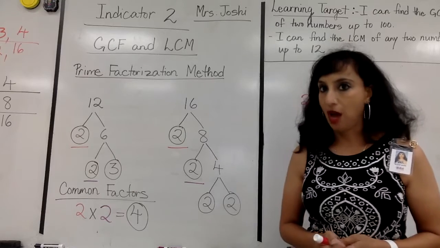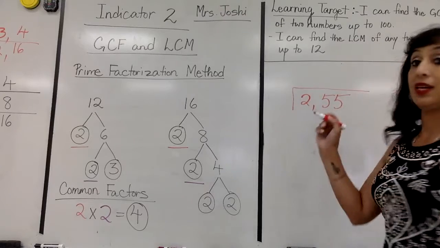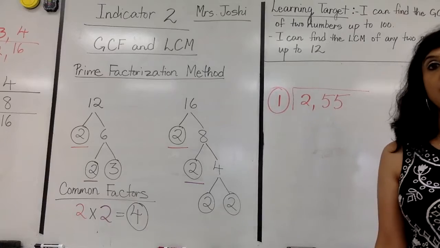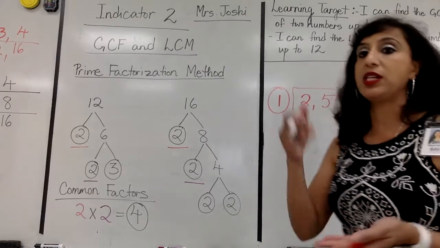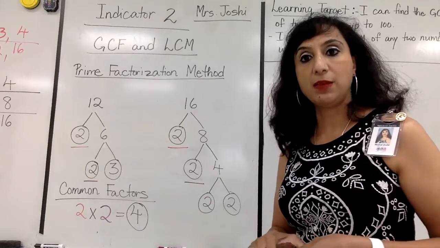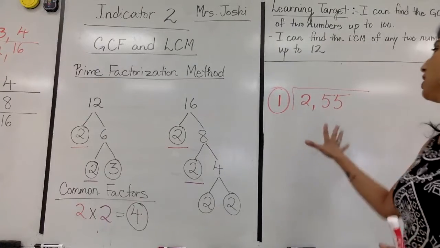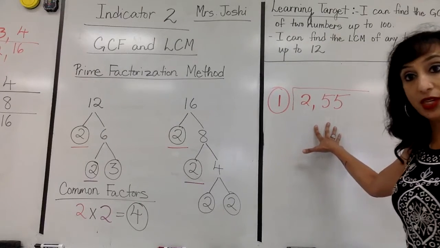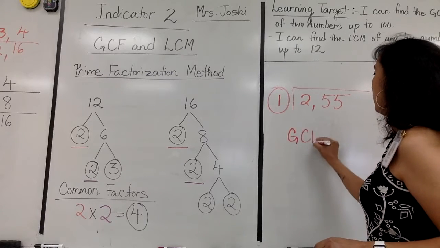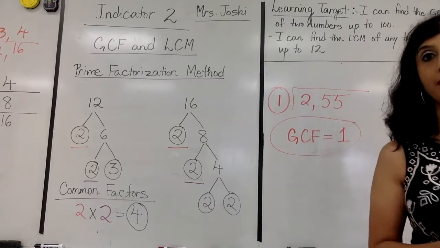So when nothing is common, please remember that the one thing common is 1. Both are divisible by 1. 1 times 2 gives me 2, and 1 times 55 gives me 55. So basically both are divisible by 1. In this case, when nothing is common to both of those numbers, the greatest common factor will be 1 because they are still divisible by 1.